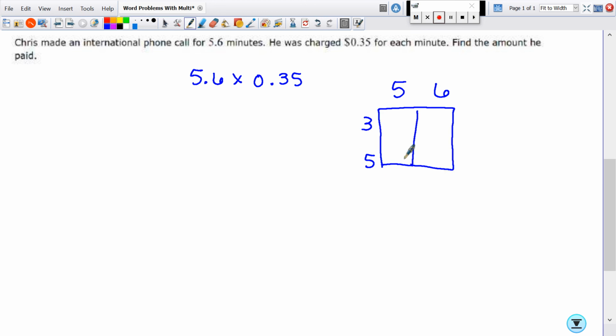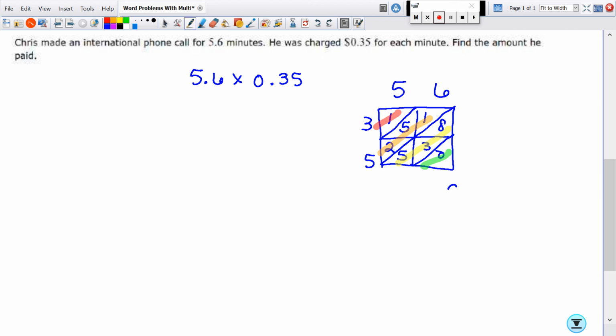You make horizontal and vertical lines separating your digits, and then you make a diagonal in each box and start multiplying up and over. 5 times 3 is 15, 6 times 3 is 18, 5 times 5 is 25, 6 times 5 is 30. There you have your diagonals that you're going to add. Again, you're going to add each number in each diagonal. If you have a 2-digit answer, you're going to carry it over into the next diagonal.